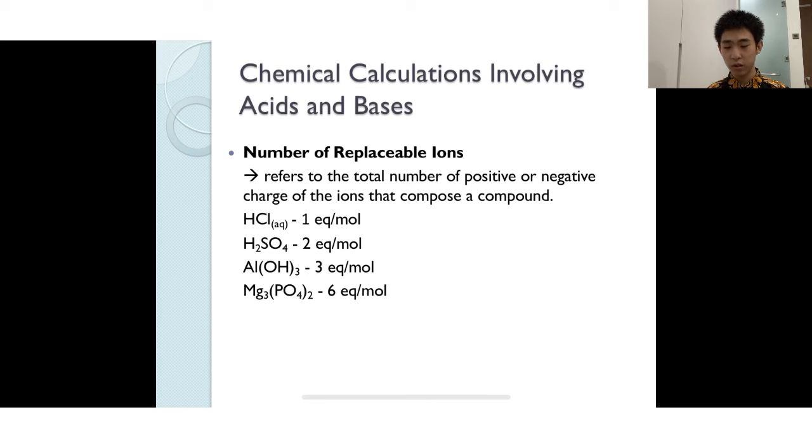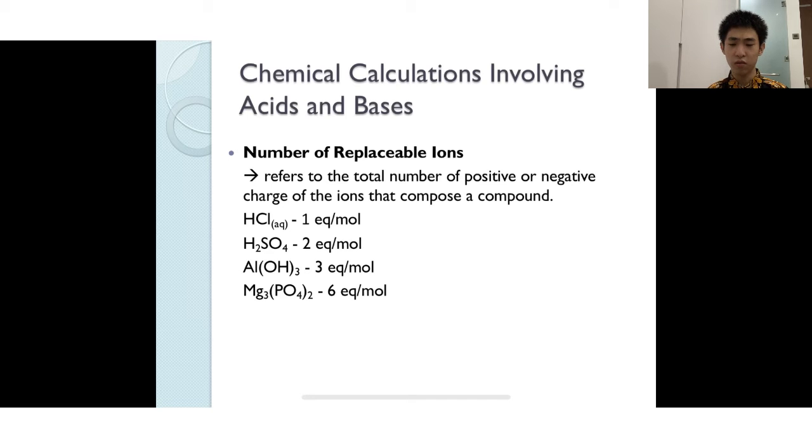The last example is magnesium phosphate. Magnesium has a charge of positive 2 and there are 3 atoms here, so the total positive charge is 6, while the negative charge is also 6 from the phosphate ion, negative 3 times 2, so 6 equivalents per mole. The easy way to determine the number of replaceable ions is by multiplying the number of ions.